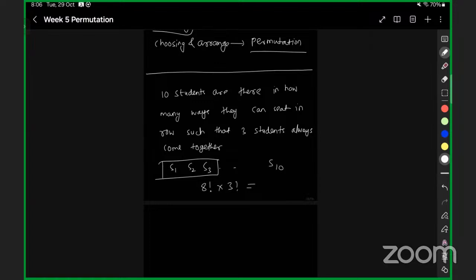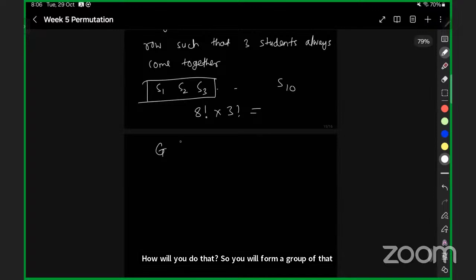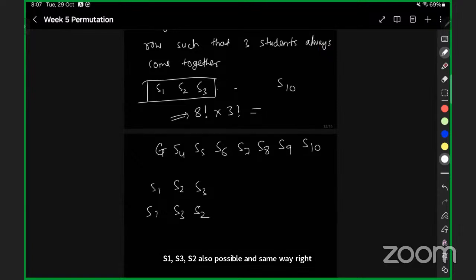Could you please elaborate the last question one more time? Okay, so there are 10 students, and you wanted 3 students to sit together. How will you do that? You will form a group of them. So one group is there, and then S4, S5, S6, S7, S8, S9, and S10. How many are there now? 8, right? 8 distinct objects. How will you arrange them? 8 factorial ways. But S1, S2, S3 should come together, not necessarily in this order only. They can come in any order, like S1, S2, S3 or S1, S3, S2, and so on. So 3 factorial ways are possible in that also. That's why 8 factorial into 3 factorial.